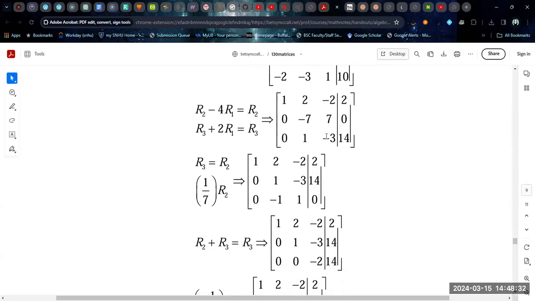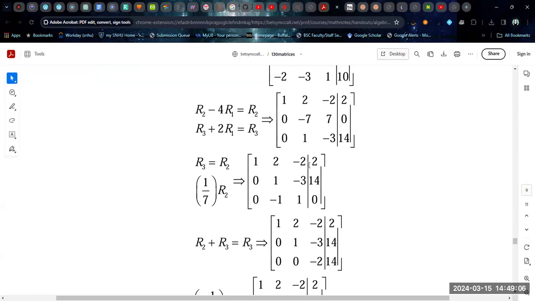Now, the next thing is I want to make this position equal to 1. And so I could switch these around, or in this case, since everything here is divisible by 7, I'm just going to take 1/7 R2, and I can divide that out. I do want this to be positive, so I am going to switch R2 and R3 because this is already positive and I don't have to change anything. And then I'm just going to divide out that 7.